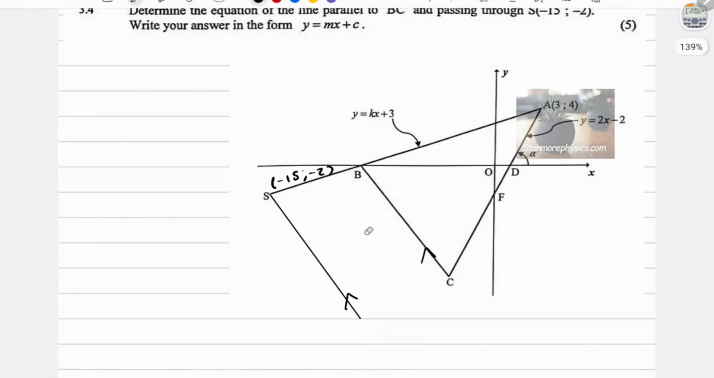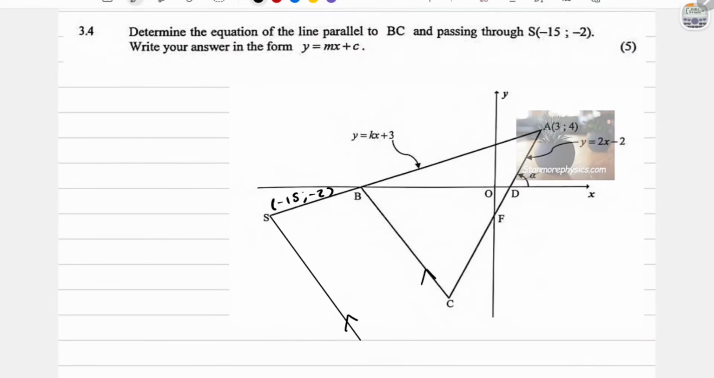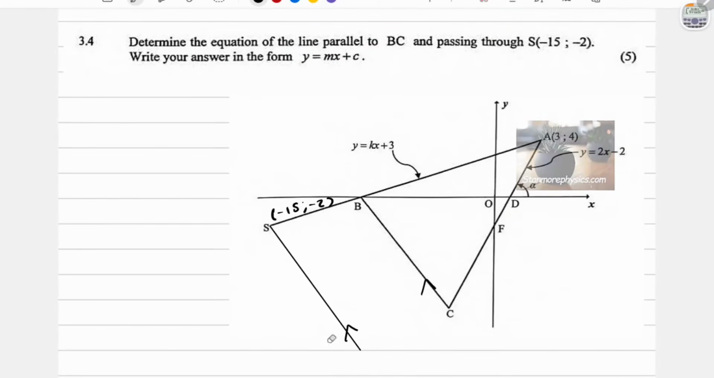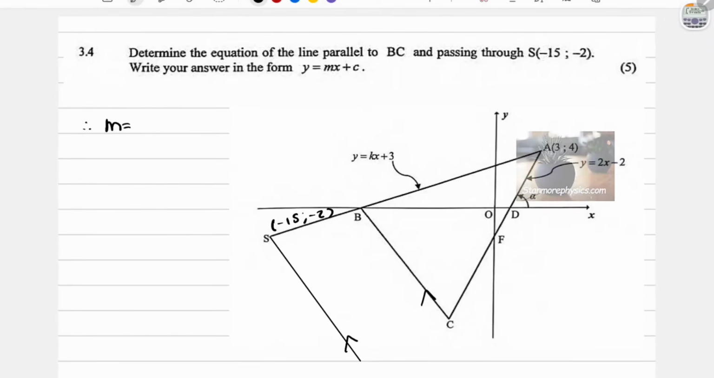Okay, when lines are parallel, it means that their gradients are exactly the same because they're slanted in the same way. So it would mean that the gradient of the line we're currently looking for is going to be the gradient of BC. So do we know the gradient of BC? Not yet. We'd have to find that. But we know the coordinates B and we know what C is as well.